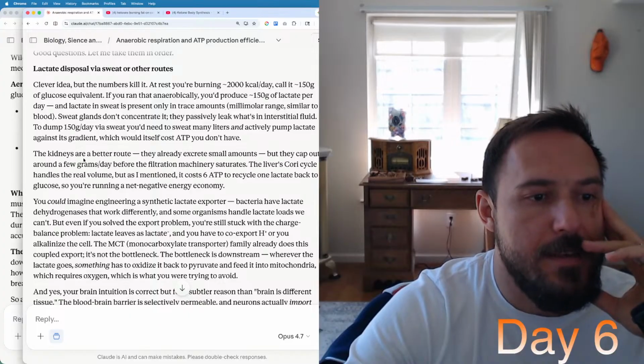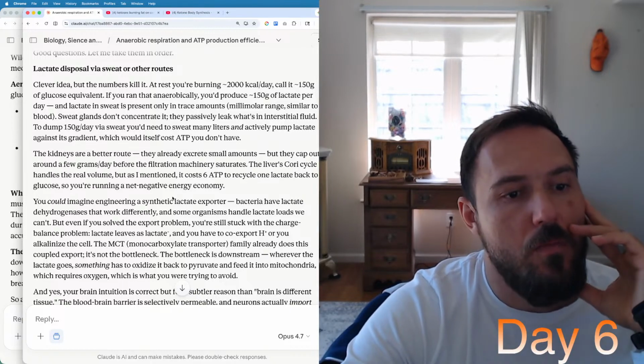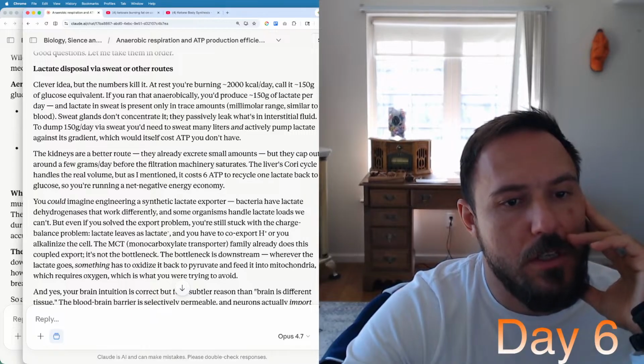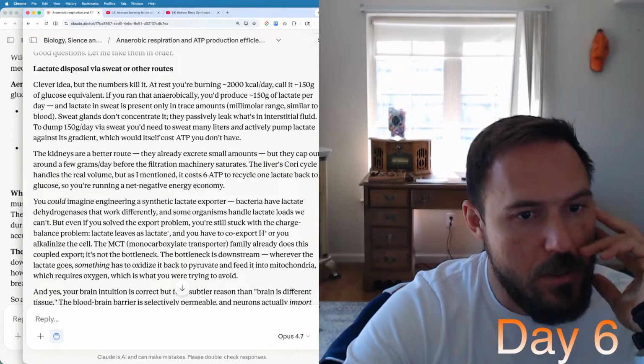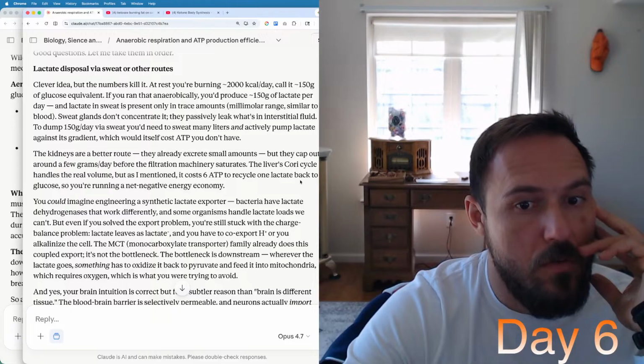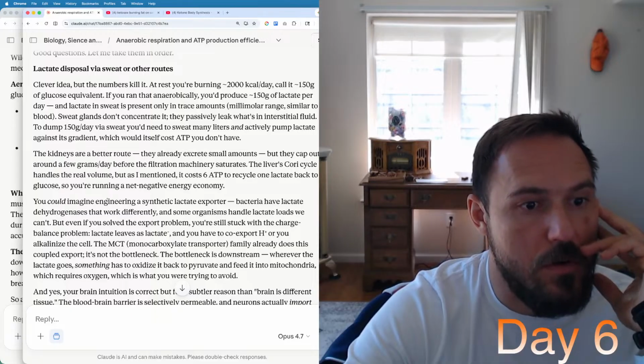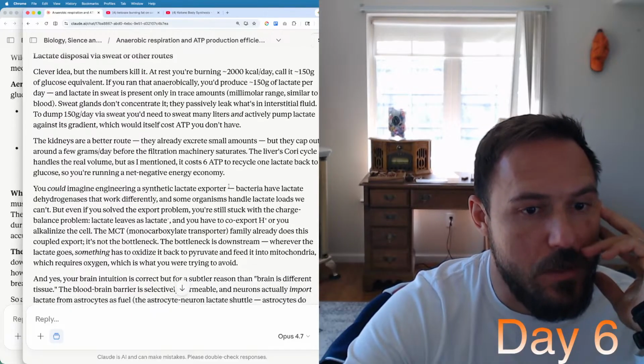The kidneys are better, they already excrete small amounts, but they cap out around a few grams per day, before the filtration machinery saturates. The liver Cori cycle handles the real volume, but as I mentioned, it costs 6 ATP to recycle one lactate back to glucose, so you're running a net negative energy column.